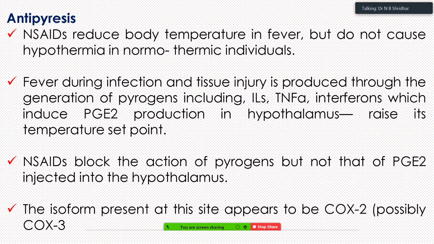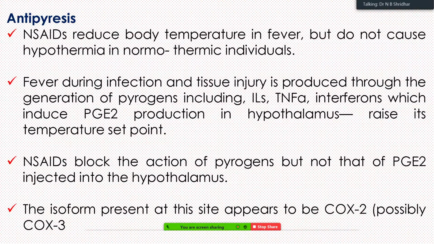And the antipyretic activity, or antipyresis: NSAIDs reduce body temperature in fever but do not cause hypothermia in normothermic patients. That is very important. Only in case of increased temperature are they going to act. In a person who has a normal temperature, these NSAIDs are not going to reduce it to below normal or subnormal. And fever during infection and tissue injury is produced through the generation of pyrogens, including interleukins, tumor necrosis factor alpha and interferons, which induce PGE2 production in the hypothalamus and raise its temperature set point. So, antipyresis is caused.